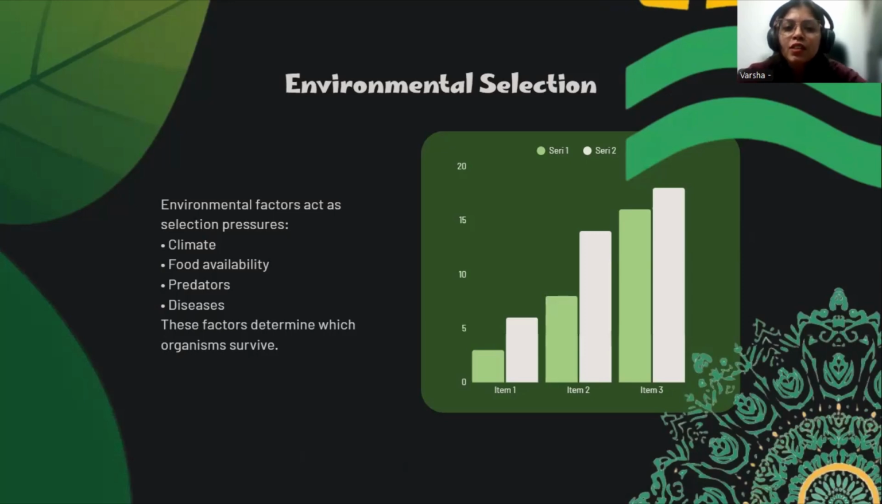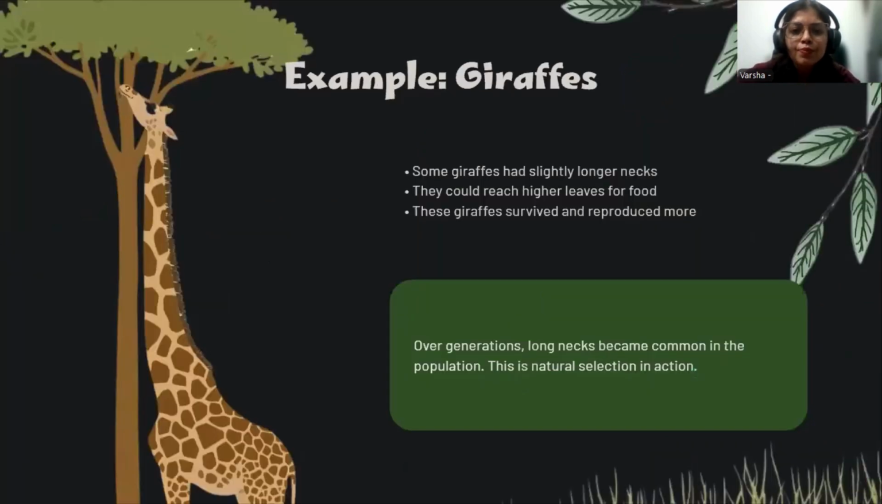So let us consider this with a simple example. Imagine there is a population of giraffes. In this population, some giraffes naturally had slightly longer necks than others. During times when food was available only on tall trees, giraffes with longer necks could reach the leaves more easily. These giraffes were more likely to survive and reproduce.